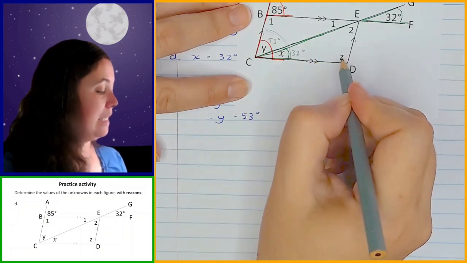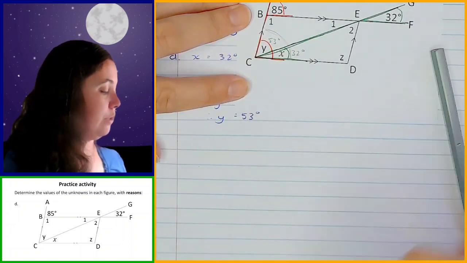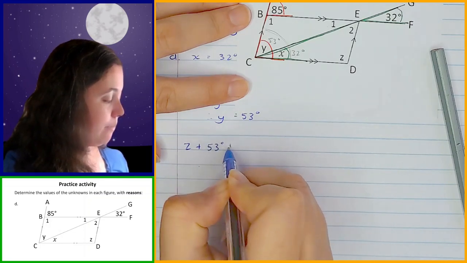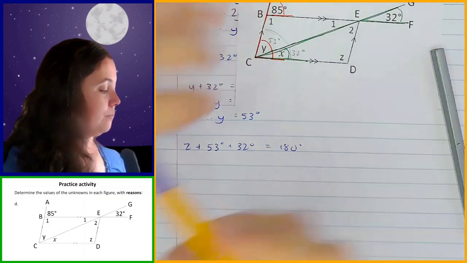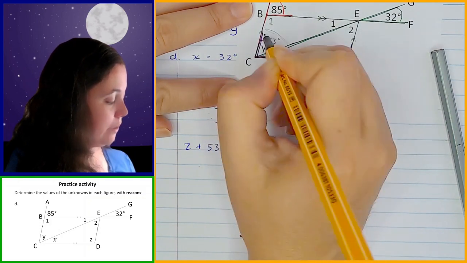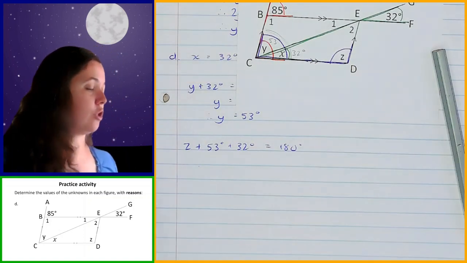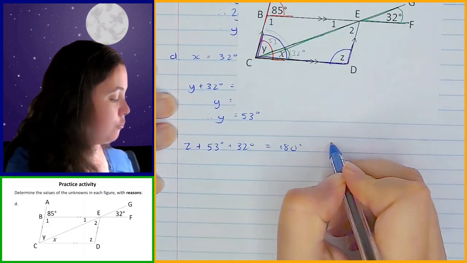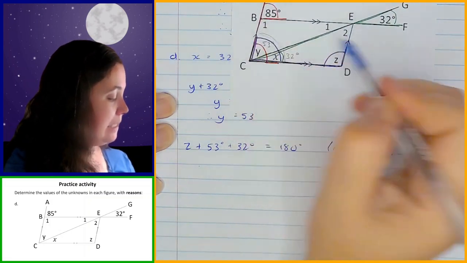So I can say that Z plus that, because they are supplementary, equals 180 degrees. Okay, so Z plus 53 plus 32 degrees equals 180 degrees. So this angle over here and this whole angle over here, the 53 and the 32 together, and the Z over there, those are the angles I'm working with at the moment that are co-interior, which means that they are supplementary, with AC parallel to ED.